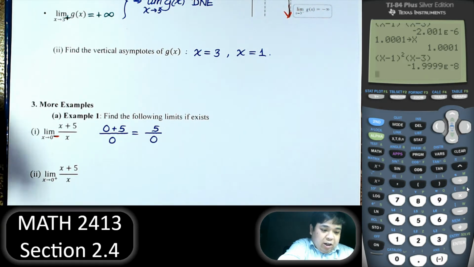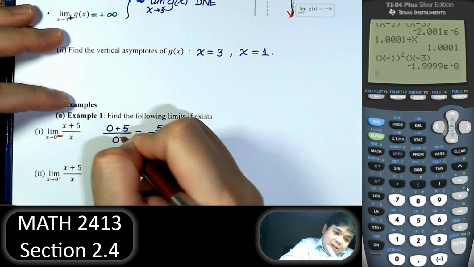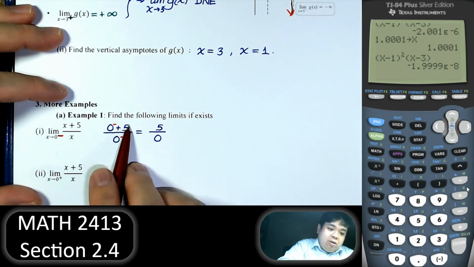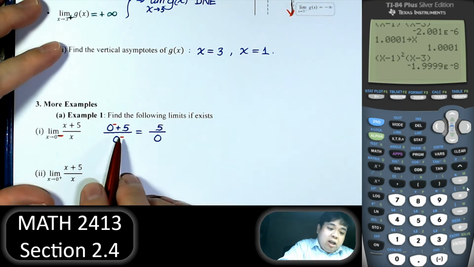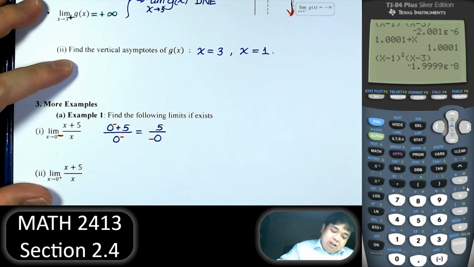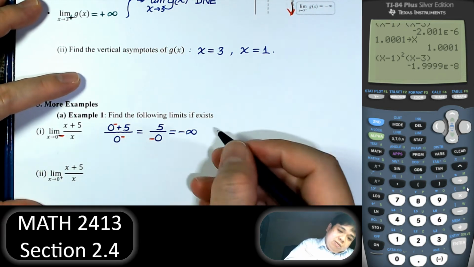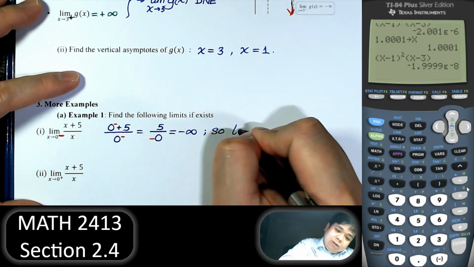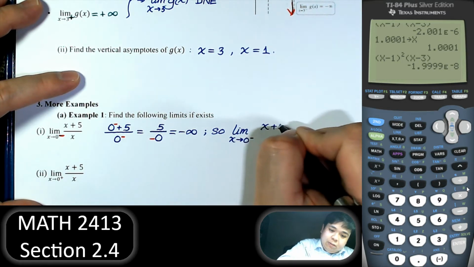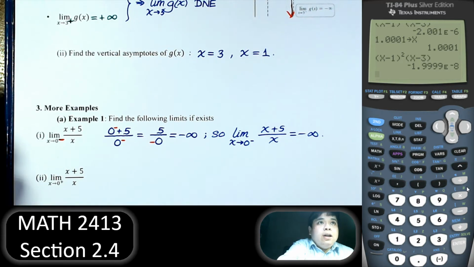when x is approaching 0 from the left hand side. So if we use that instead, the top is still 5. By the way, if it is something else, that does not change. But if it goes from the negative side, the bottom is going to be negative. And positive divided by negative is negative infinity. So the limit is negative infinity. Right.